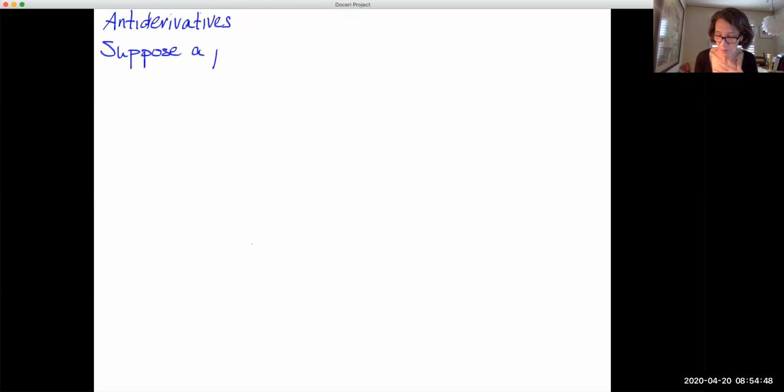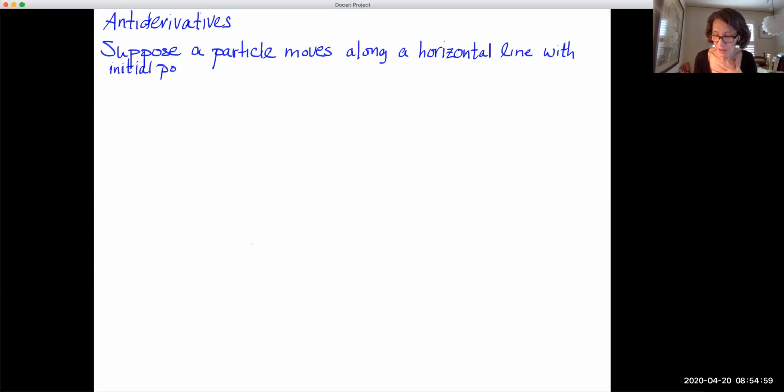I'm going to start with an example. So this is a word problem. Suppose we have a particle moving along a horizontal line, and we know that its initial position is given by s of 0 equals 5. So s is the position function, and at time 0, the location of the particle is at 5, whatever units we're using. So there's a position function, s of t, and we know s of 0 is 5.